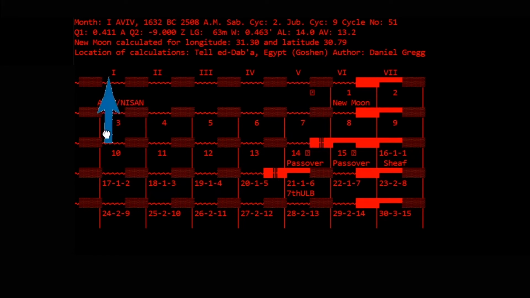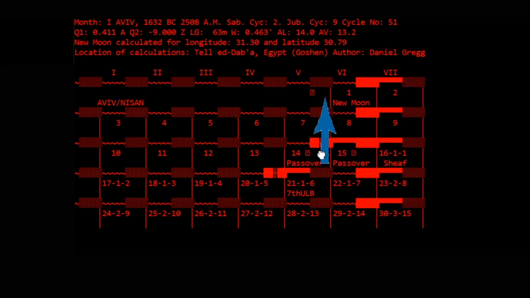So these are the days of the week: Sunday, Monday, Tuesday, or first day, second day, third day, fourth day, fifth day, sixth day, and seventh day for Sabbath. The shaded region here refers to a holy day or a Sabbath. This refers to a Sabbath.